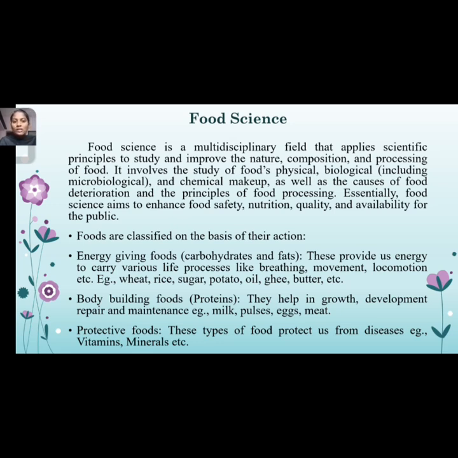The second one is body building foods. Protein is the important nutrient for body building. Proteins are derived from various food groups, such as milk, pulses, eggs, meat, fish, etc. The last one is protective foods. This type of food protects us from disease and hazards, like vitamins and minerals, which play a key role in the protection of our body.